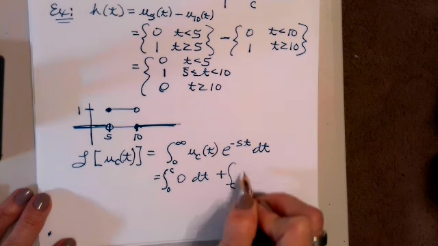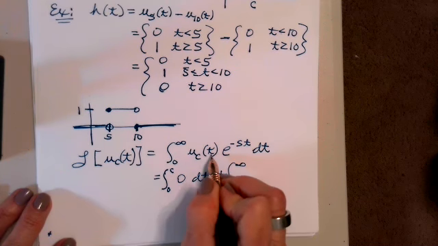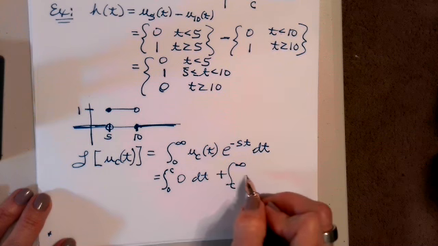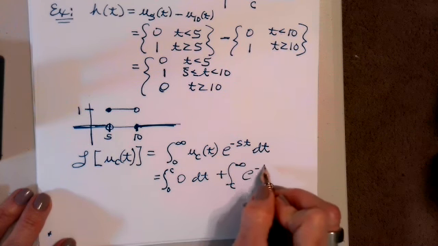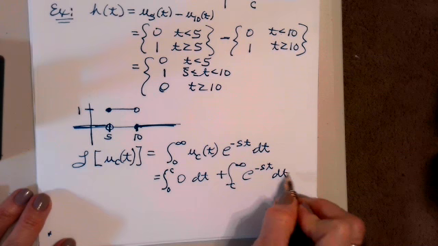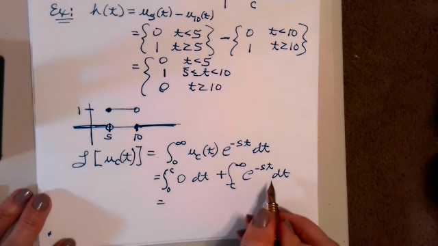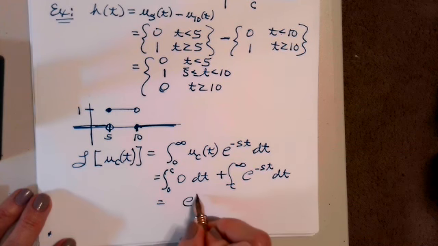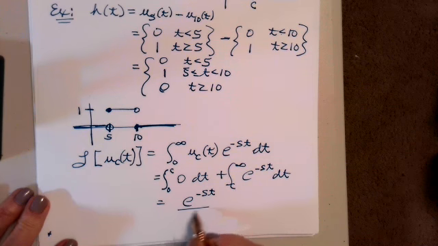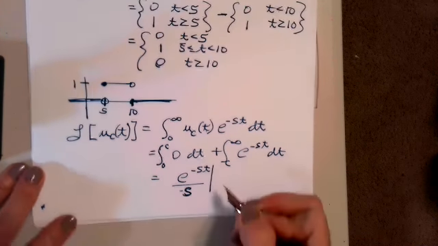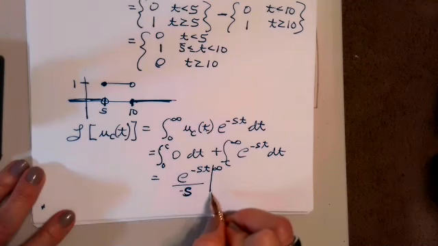And then from c to infinity, uc of t becomes 1. So it's e to the minus st dt. So this is 0. When you integrate this one, you get e to the minus st divided by minus s, evaluated from infinity to 0.